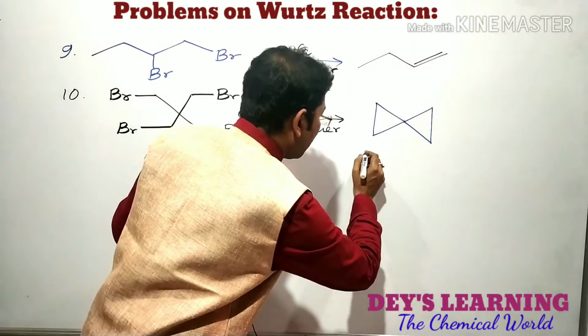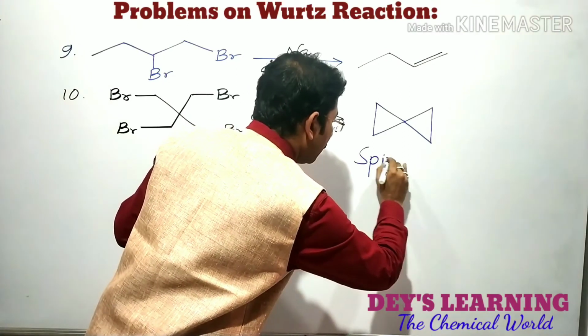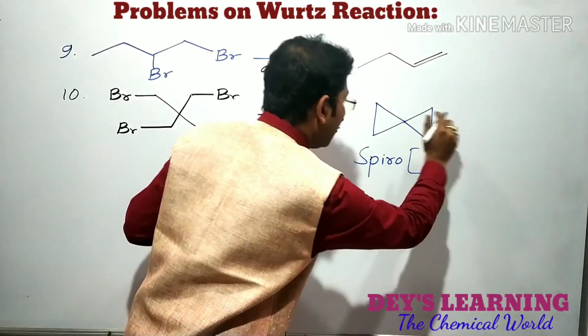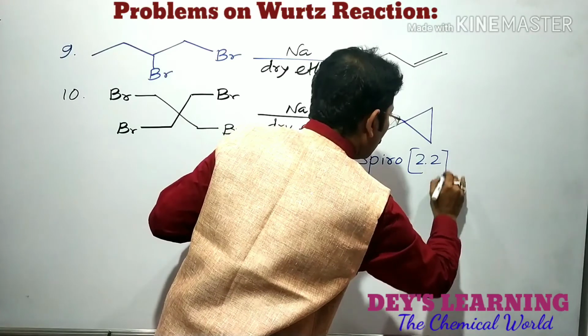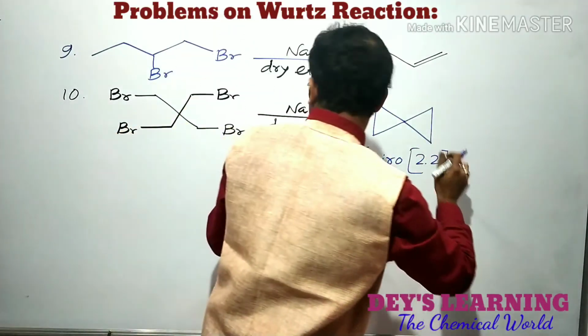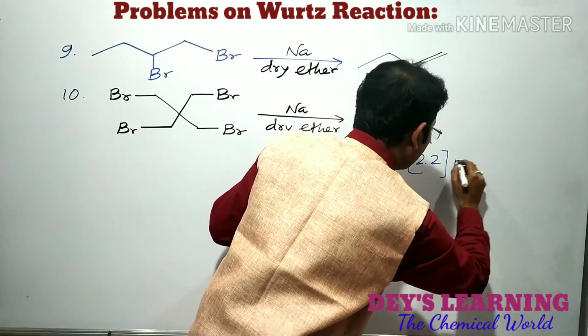So the name of the compound is spiro, definitely 2,2. Total 1, 2, 3, 4, 5 carbons over there. So this is your pentane.